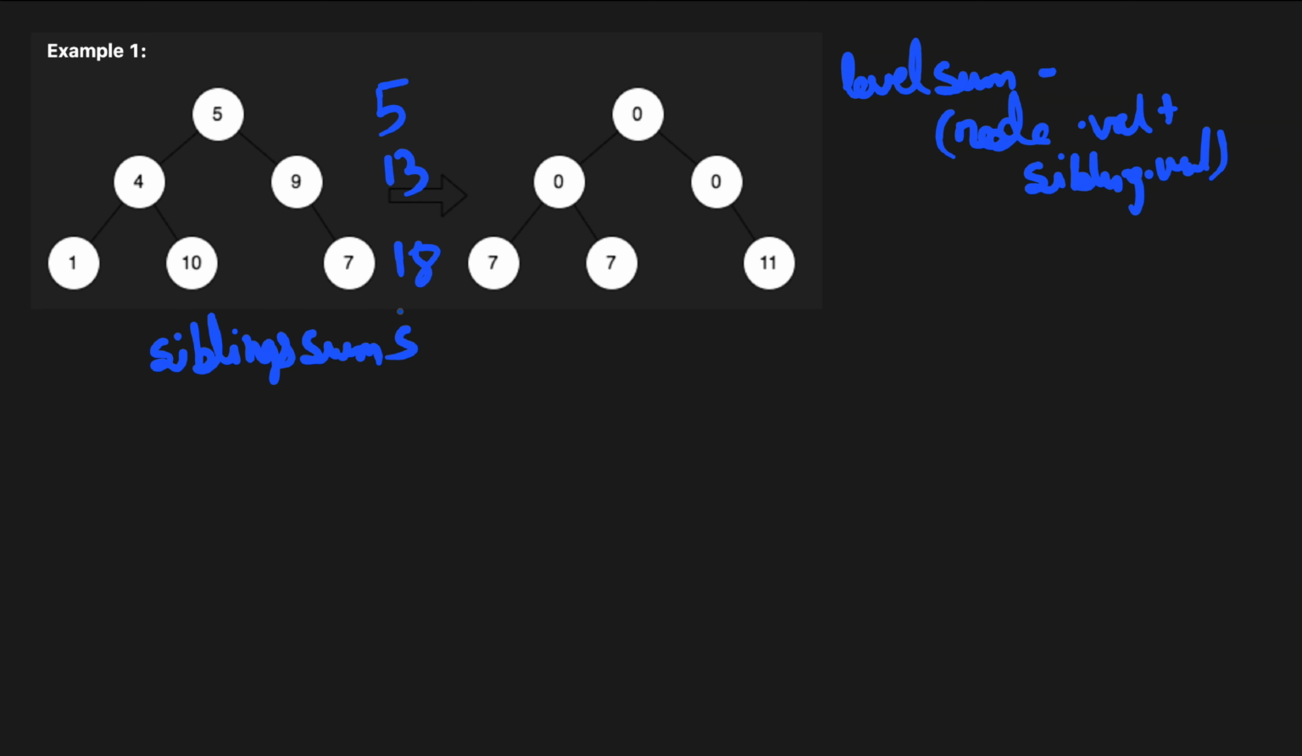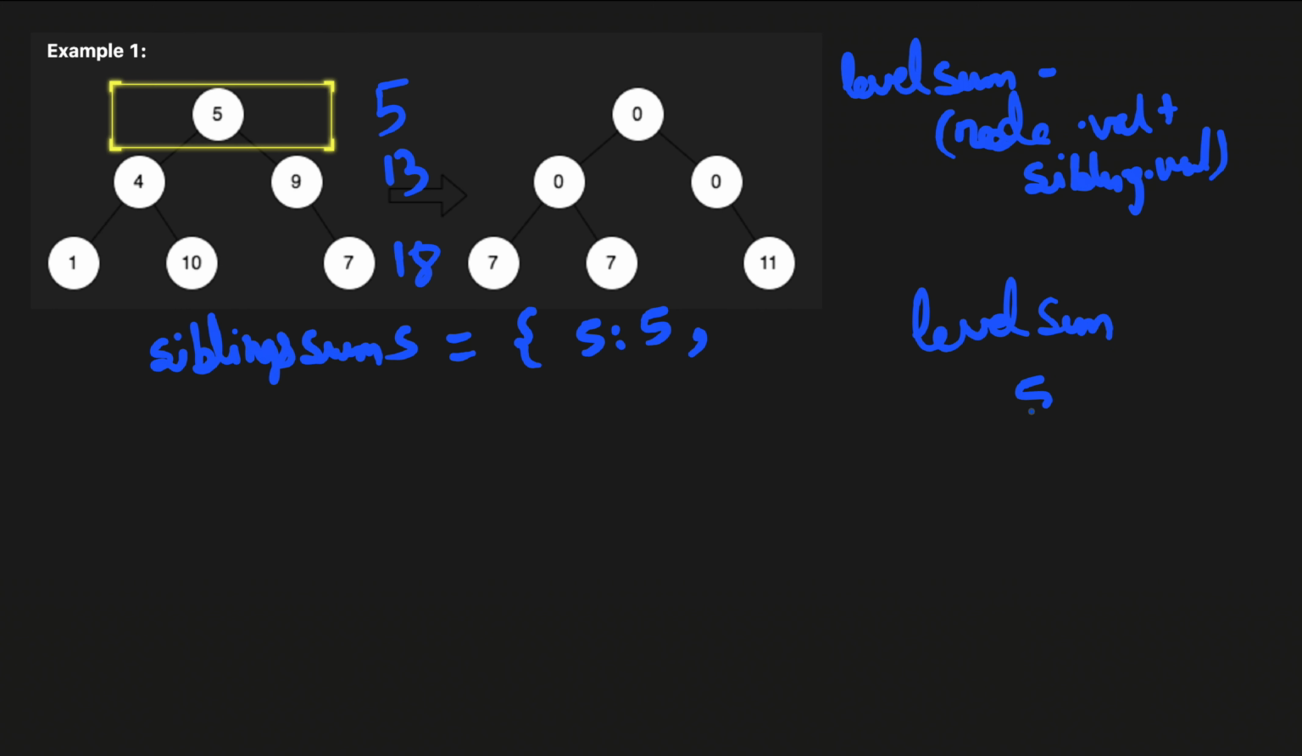Before we start the first pass, let's store the sibling sum for the root node. Because the root node is the only node at its level, the sibling sum will be equal to 5. So node is 5 and corresponding sibling sum is 5. Now we start the BFS. In the first BFS pass, we will traverse the tree and fill up the list with level sums. At the first level, the level sum will be 5. So we store it in the level sum list and then we add its children to the sibling sums map. Node 5 has two children, 4 and 9. So their sibling sums will be 13. So we will be storing this sibling sum along with the children in the map. So for nodes 4 and 9, the sibling sum will be 13.